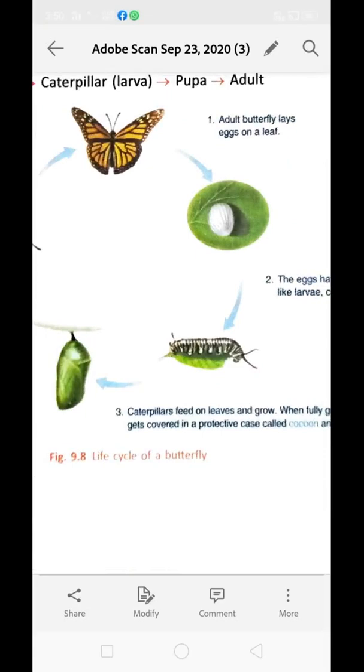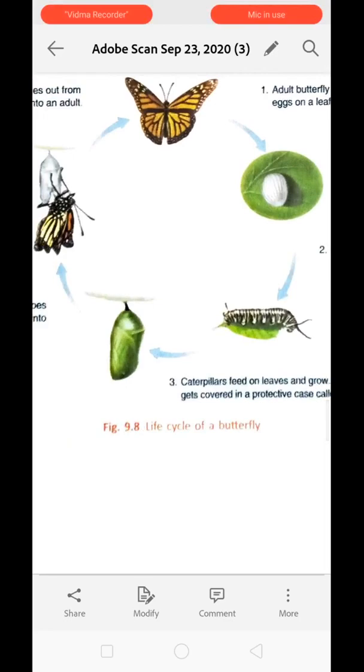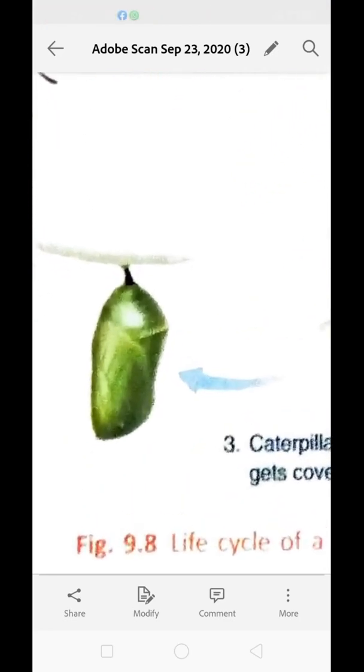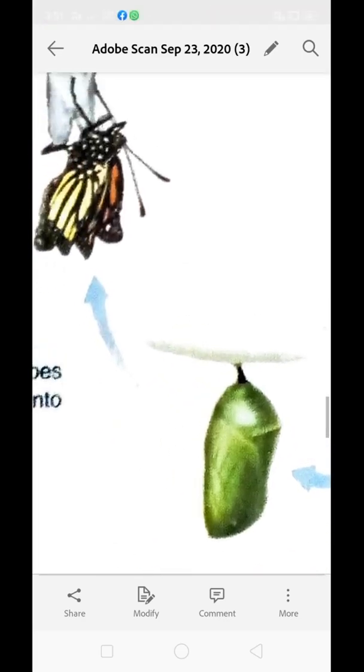Next, the caterpillar eats vigorously and grows rapidly. The fully grown caterpillar hangs from a twig with its head down. It secretes a protective case called a cocoon. Here you can see the larva secretes a protective case around its own body, and this is called a cocoon. Inside this cocoon, the pupa develops.